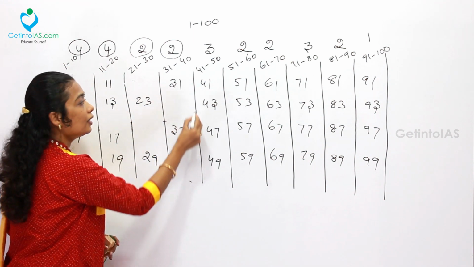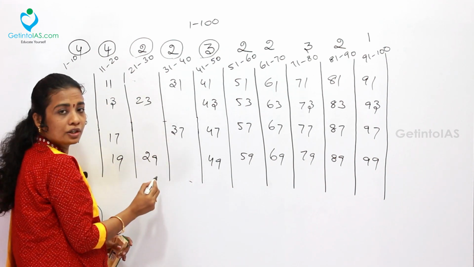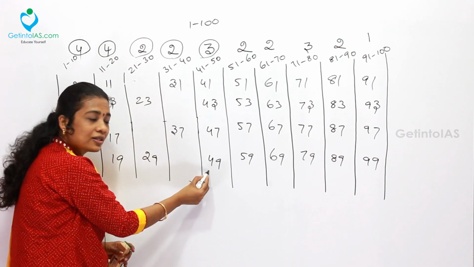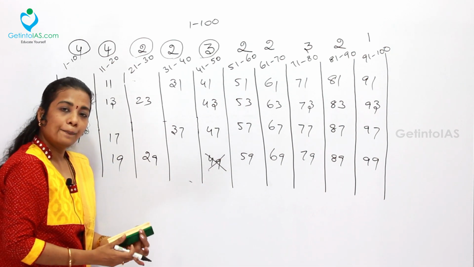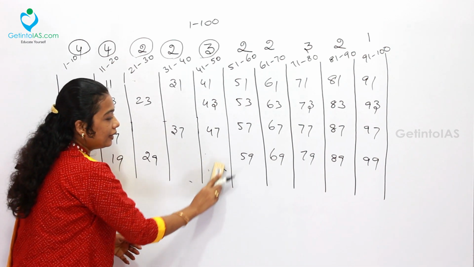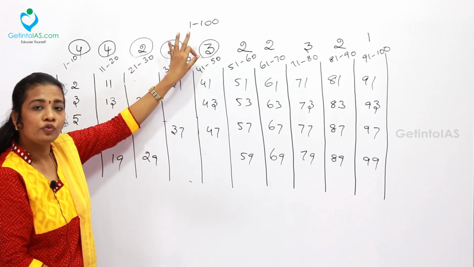Okay, what happened in the next section? 3 numbers are required. So, only 1 number is to be eliminated. Simply we can say 7 into 7 is 49, which is not a prime number. So, we can eliminate this number from the series. No need to work for these 3. Why? Because we got 3 numbers.